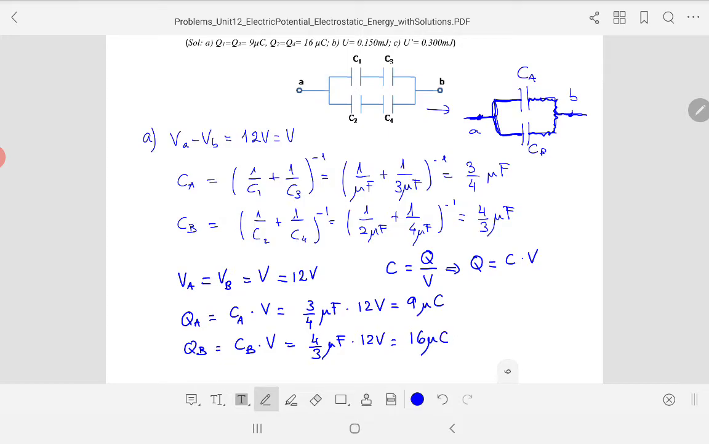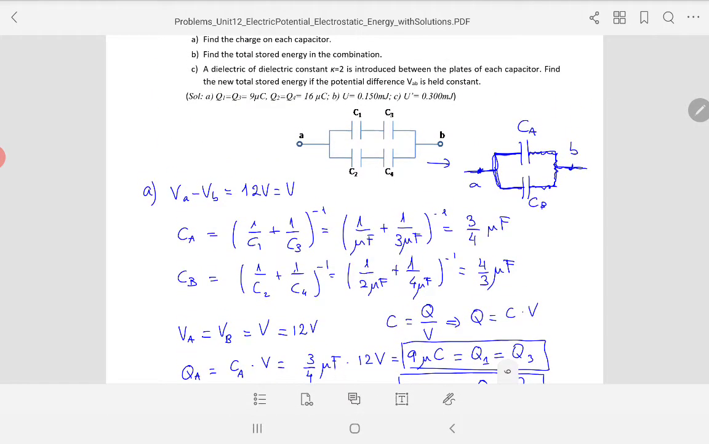And as capacitors 1 and 3 are both set in series, and their equivalent capacitor is capacitor A, this means that this charge in A is the same charge as the one in capacitor 1 and the one in capacitor 3. And on the other hand, we can get the same from the lower branch. This has to be equal to the charge in 2 and equal to the charge in capacitor 4. So we already have solved the first question.